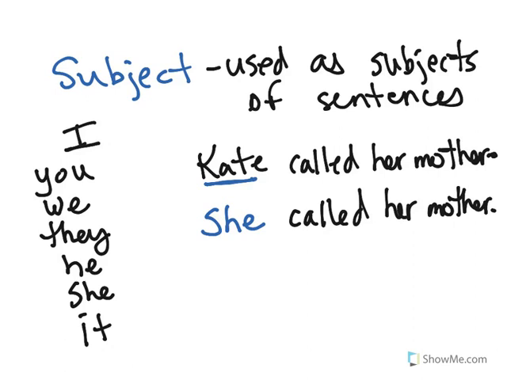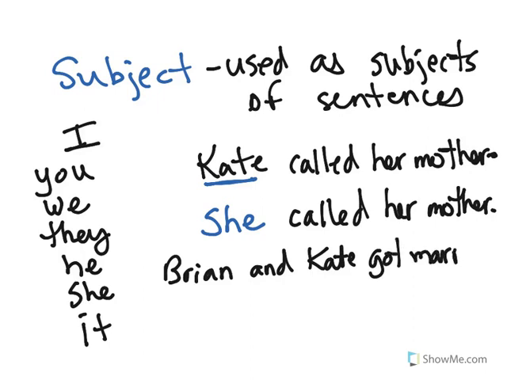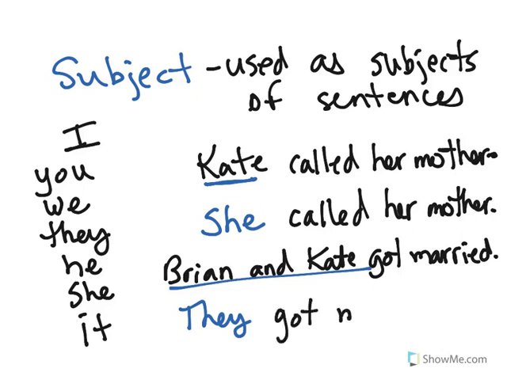Sometimes you might have two subjects, so I might have something like this. I might say Brian and Kate got married. So here, because my subject is plural, I'm going to use the plural pronoun they, and I'm going to say they got married.